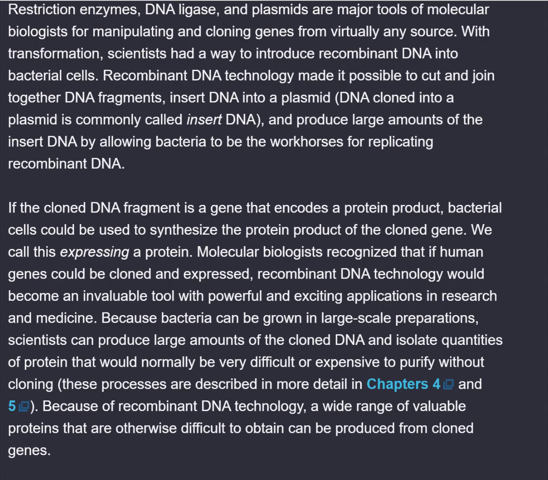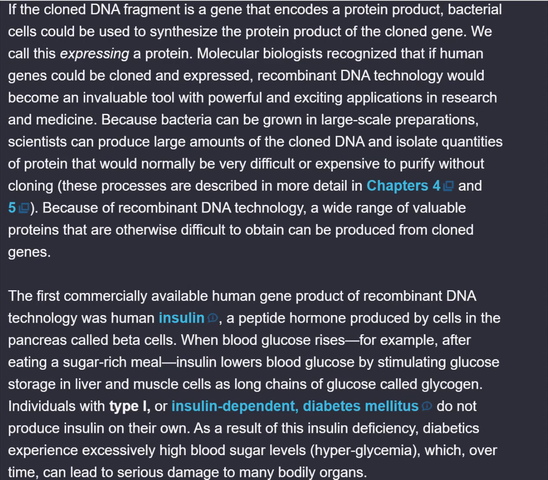Recombinant DNA technology made it possible to cut and join together DNA fragments and insert DNA into a plasmid. DNA cloned into a plasmid is commonly called insert DNA, and produce large amounts of the insert DNA by allowing bacteria to be the workhorses for replicating recombinant DNA. If the cloned DNA fragment is a gene that encodes a protein product, bacterial cells could be used to synthesize the protein product of the cloned gene. We call this expressing a protein.